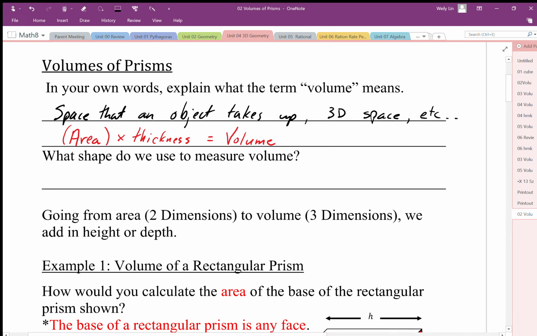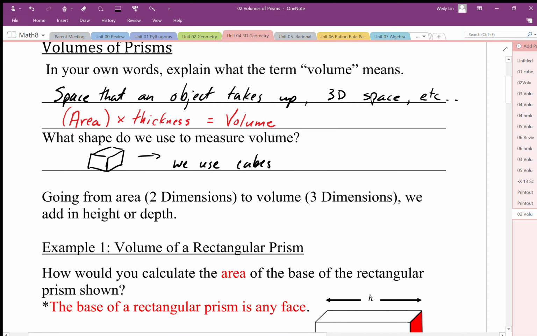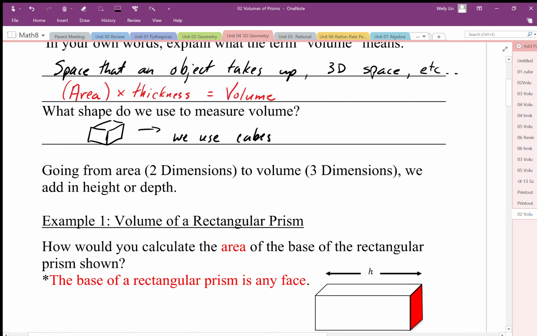When we talk about the shape we use to measure volume, we use cubes. When we talk about how much volume, we talk about how many cubes fit into the space. So we use cubes. That's very important, that we recognize that we have to make cubes if we want to calculate volume. So when we're talking about volume, we're going from area, which is 2 dimensions, to volume, which is 3 dimensions.